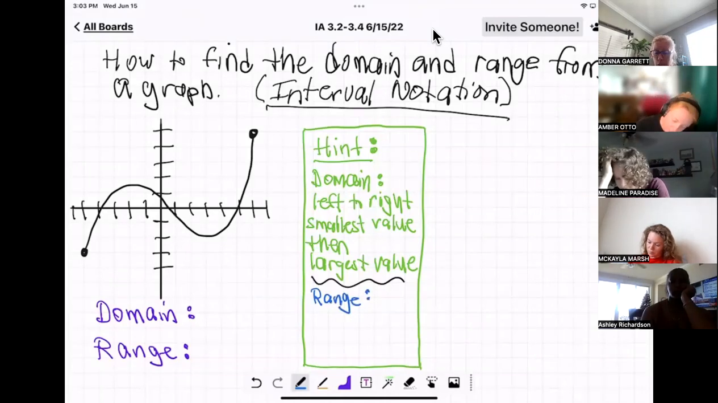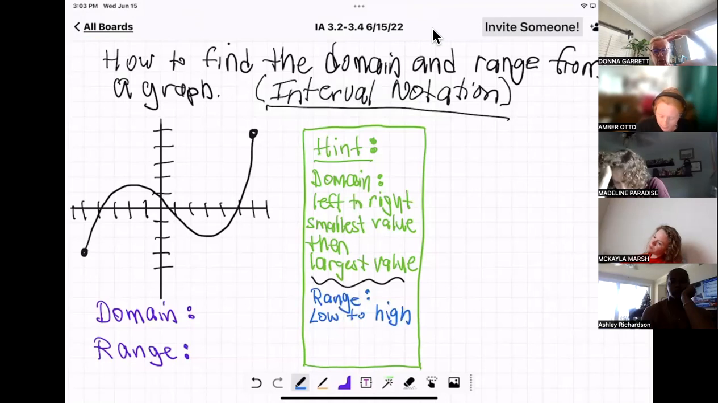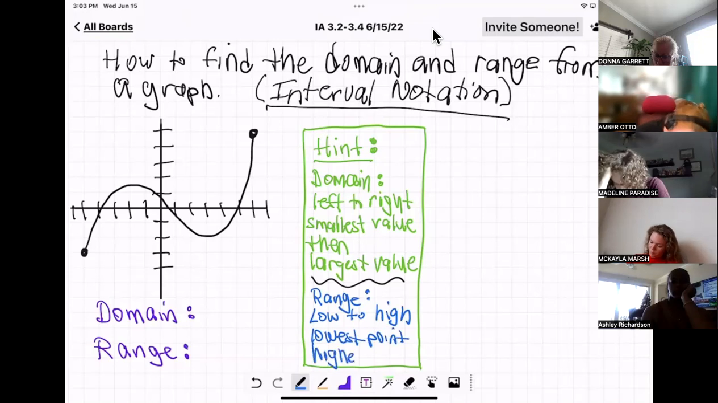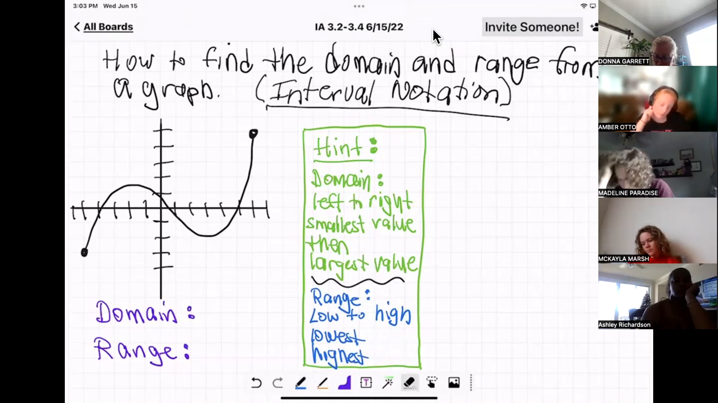You are going to look low to high, meaning down to up, but low to high. You look at the graph, the lowest value, highest value. So you're going to find the lowest value, and then you're going to find the highest value. I shouldn't say point. I don't mean point, value.